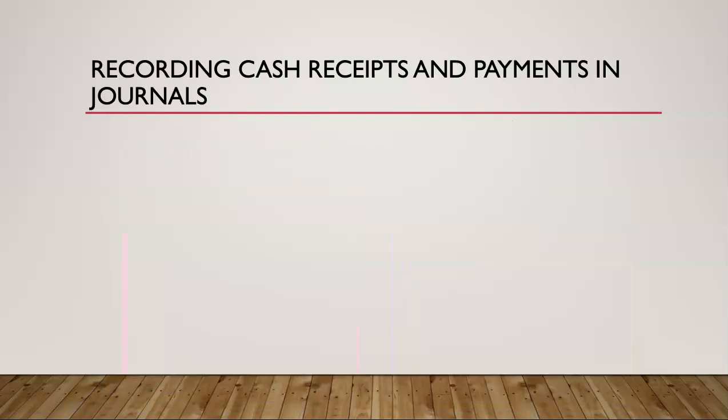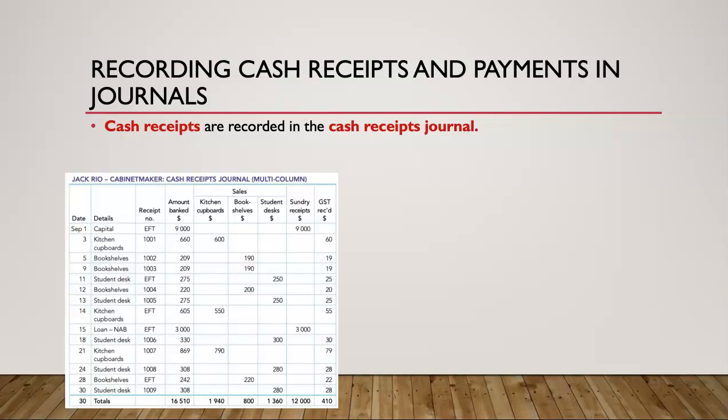We record cash receipts and payments in journals. Cash receipts are recorded in the cash receipts journal, not a very original name. I bet you can guess the next one: cash payments are recorded in the cash payments journal. But before we go to that, let's have a look at the cash receipts journal. You are going to become experts at creating things like this. This is a journal that summarizes all the cash receipts that we have created. It's called a multi-column cash receipts journal.